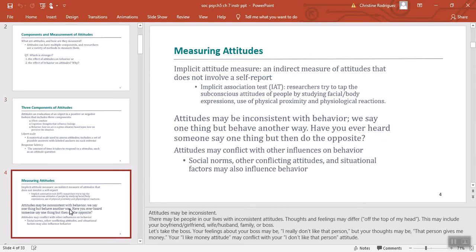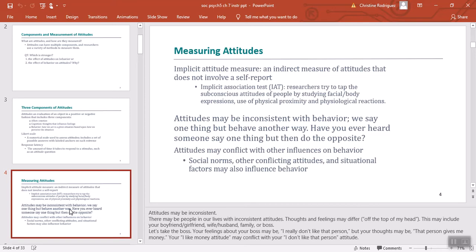Maybe I haven't talked much about this before, but Harvard University has created this whole research center. It's called the Implicit Project. And they have created a series of IATs, or what we call implicit association tests, that try to tap into the subconscious attitudes of people, that study things such as our facial and body expressions, the use of physical proximity, and our physiological responses. Of course, there's some criticism of these things, and I think you guys have done a blog or discussion on this.